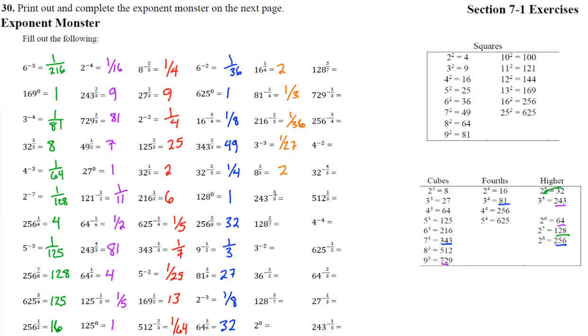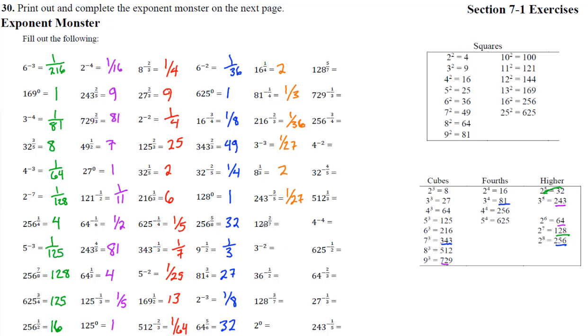243 to the negative 3/5 power. So we're going to fifth root 243. That gives us 3. Then we're going to cube it, which is 27 right here. And then a fraction means that 27 is on the bottom.